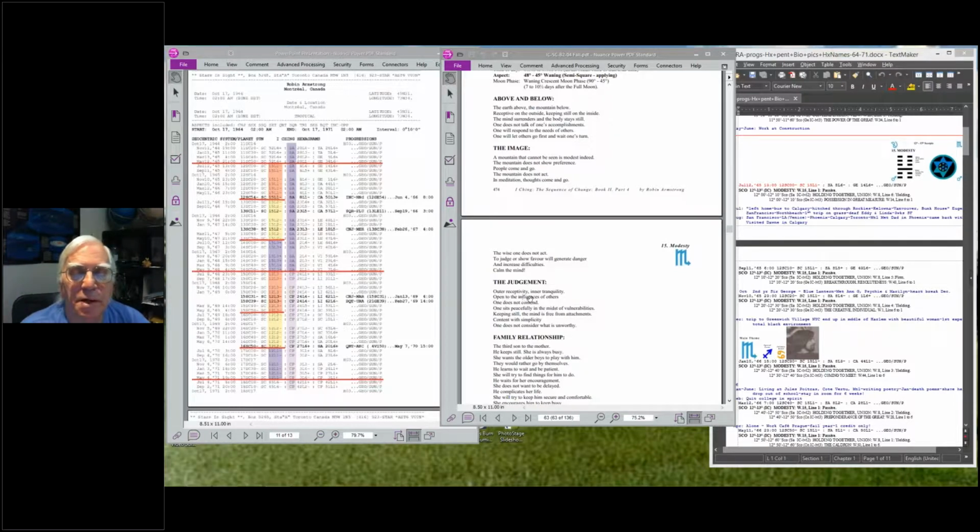Outer receptivity, inner tranquility, open to the influence of others. One does not contend. Open to the influence of others, one does not contend. One sits peacefully in the midst of vulnerabilities. Keeping still, the mind is free from attachments. Content with simplicity when one does not consider what is unworthy.